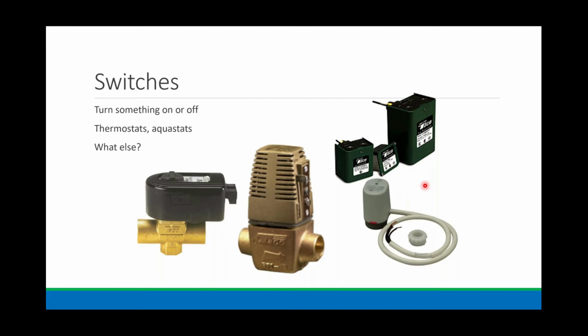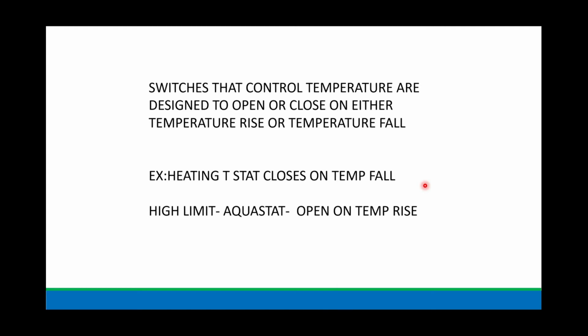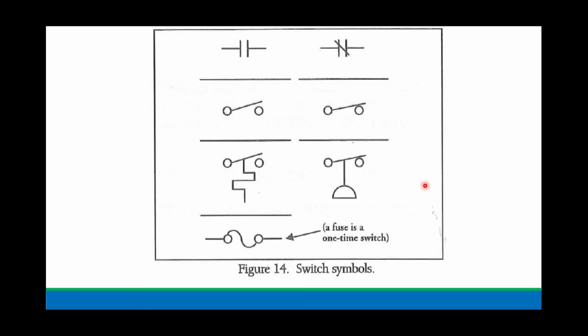Now, switches that control temperature are designed to open and close on either temperature rise or fall, as you can see. So that's our heating stats, okay? High limits and aquastats. And what does that look like on a wiring diagram? Well, up here is your normally open, right here is your normally closed. Here's another example of a switch, and that may indicate in a wiring diagram a pressure switch. Sometimes that's used to identify a pressure switch. This one right here, this very odd looking one, is a thermostat.